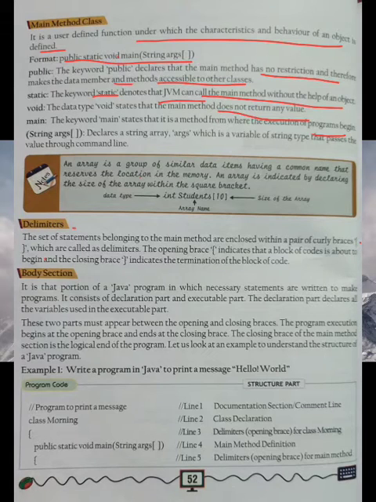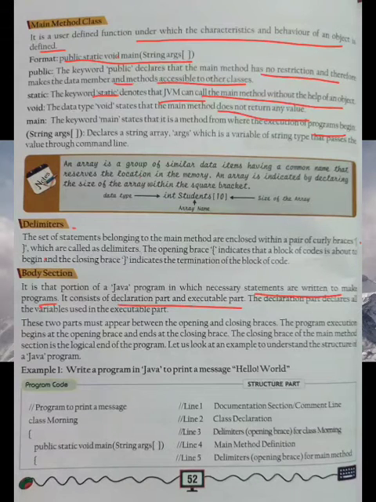The body section is the main part of the Java program. It is that portion of a Java program in which necessary statements are written to make the program. In this body section we are writing the program. It consists of a declaration and an executable part. Within the body section we declare whatever data items we are taking, and those data items are executed also within this body section.